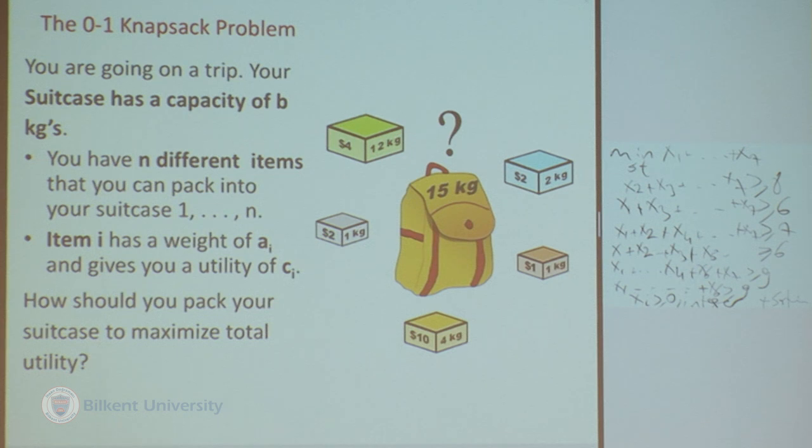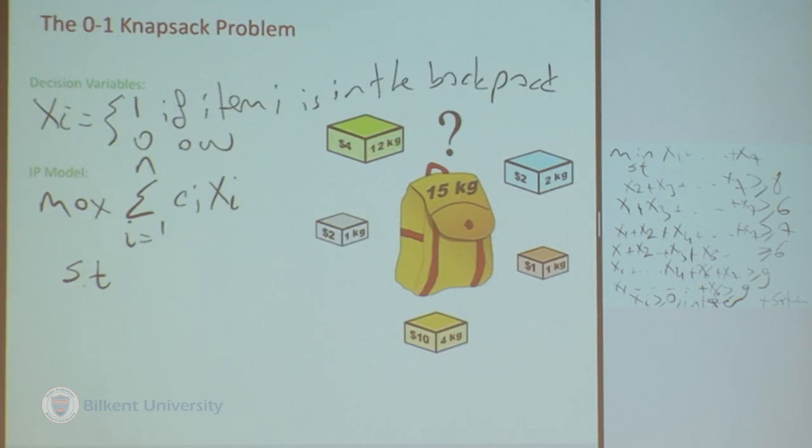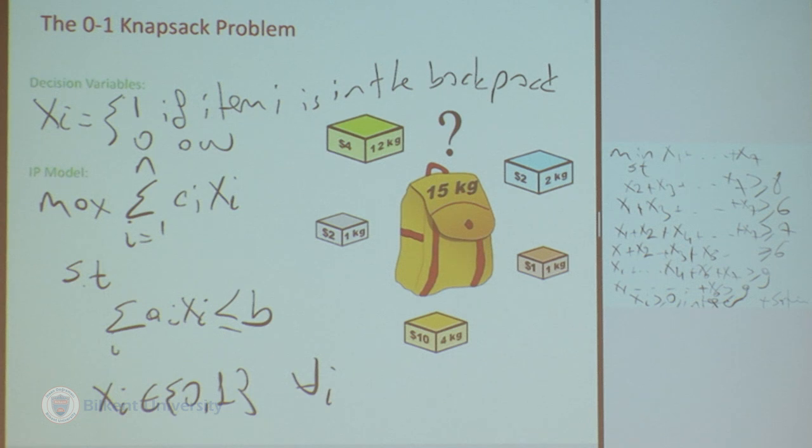You want to say it? Summation ai xi smaller than b. Sum over i, ai times xi, should be less than or equal to b, my total capacity. If I put the book in, it comes with the capacity of it. If I don't, it doesn't. And never ever forget, xi's are binary for all i. Clear?